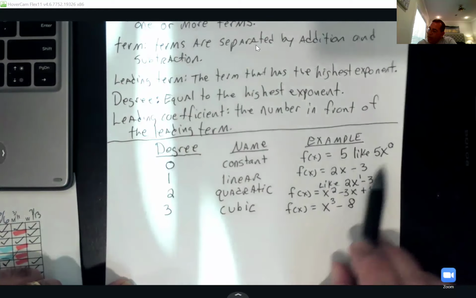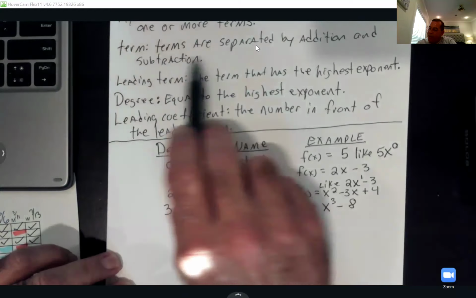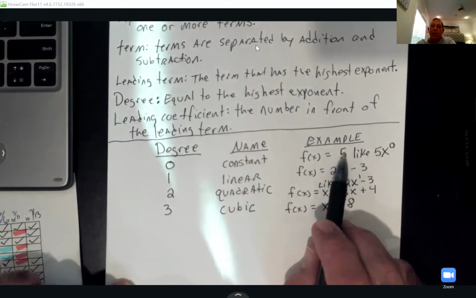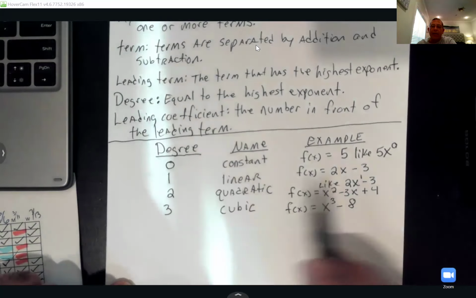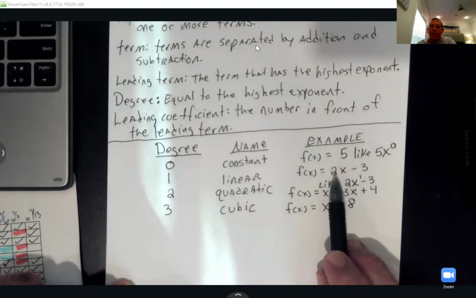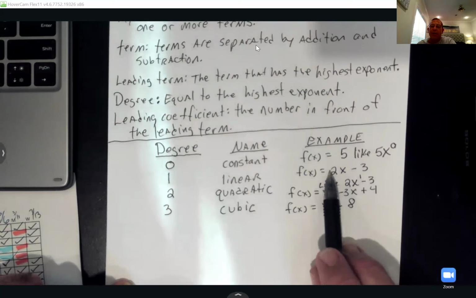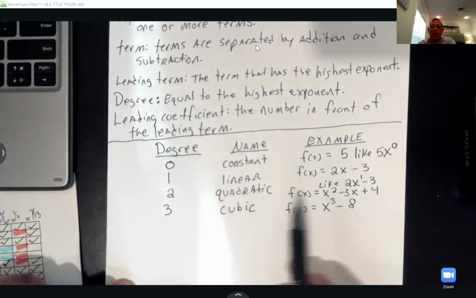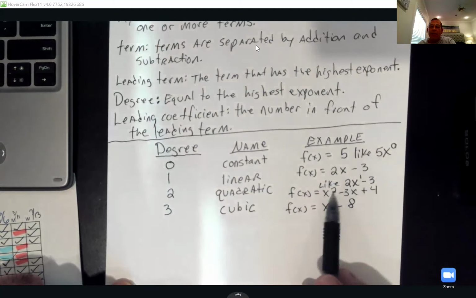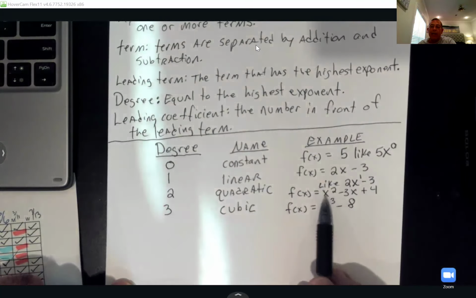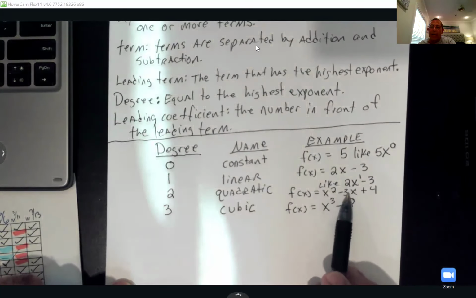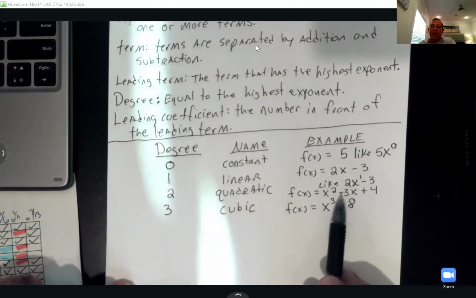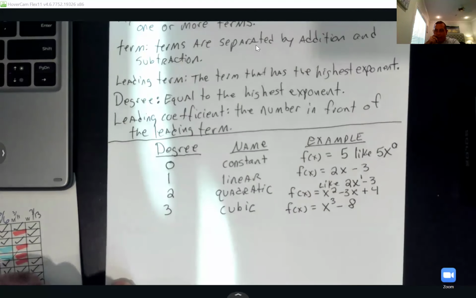Now, y'all look here. Let me show y'all some things. Remember I said terms up here are separated by adding and subtraction. So if it's constant, it's only got one term, which is the 5. If it's linear, the one I drew here, it has 2 terms being separated by subtraction. 2x is a term, 3 is a term. Quadratic, the one I drew here had 3 terms. X squared is a term, the negative 3x is a term, and then the 4 is a term. Once again, they're being separated by the adding and subtracting.